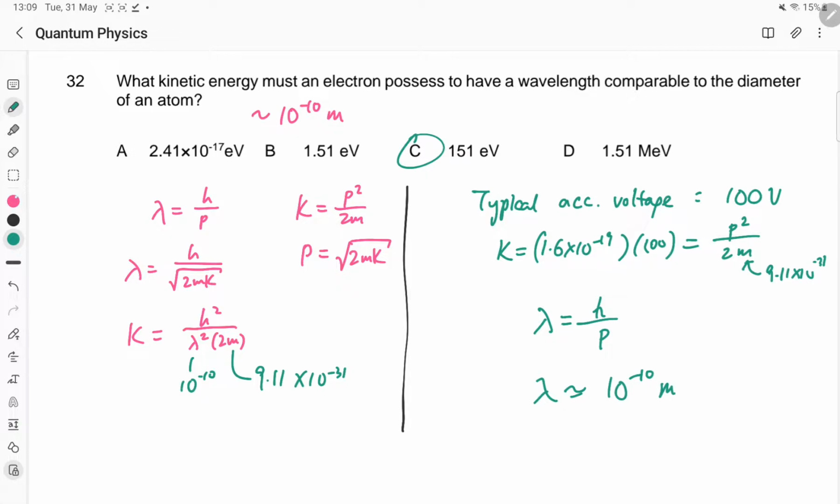I do not know the exact number. You can go and calculate it, but I remember this is the range. So 100 volts will give you 10 to the power minus 10 meter de Broglie wavelength. This ballpark figure you should know, because in such a question, I don't even need to see whether it is 1.51 or 2.41. I simply look at the order, and I could tell that it must be C without ambiguity.